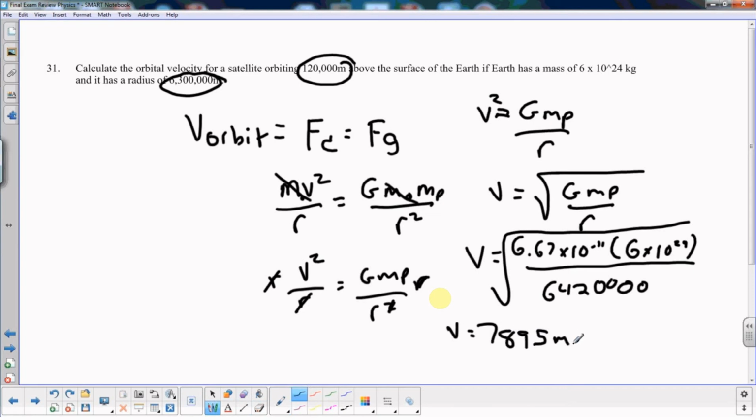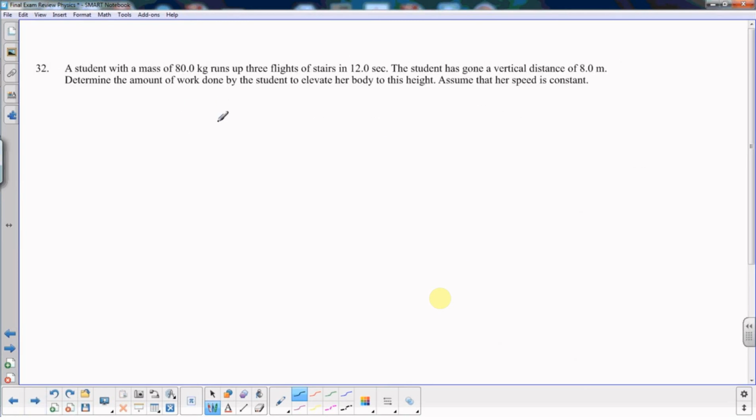Now we're into energy. A student with a mass of 80 kgs runs up 3 flights of stairs in 12 seconds. The student has gone 8 meters. Determine the amount of work. Work equals force times distance, or mgh. I'll just take mgh. The work is 80 times 10 times 8. So the work is 6,400 joules.